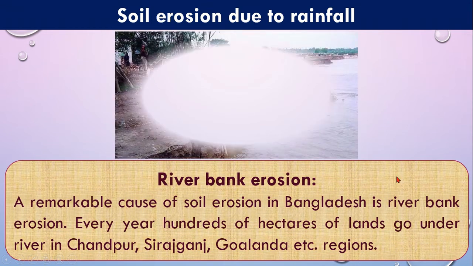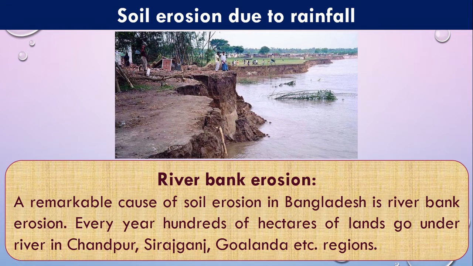Next one is river bank erosion. This one is also natural erosion, and a remarkable cause of soil erosion in Bangladesh is river bank erosion. Every year, hundreds of hectares of land go under the river, like in Chandpur, Shirajganj, Goalando, even in Shariatpur, Faridpur, where you can observe lots of villages go under the water due to this river bank erosion, and lots of people lose their house and everything.